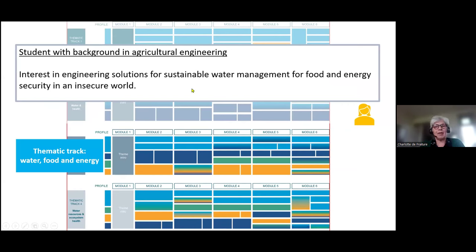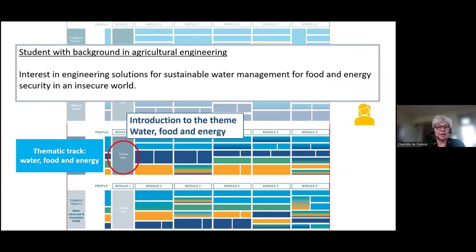If you have a background in agriculture engineering, let's say, and you have an interest in engineering solutions for sustainable water development management for food and energy security in an insecure world, you would start in the thematic track of water, food, and energy. First, you have an introductory module in the theme, and then you can start selecting the modules that best fit with your career path and your ambitions.